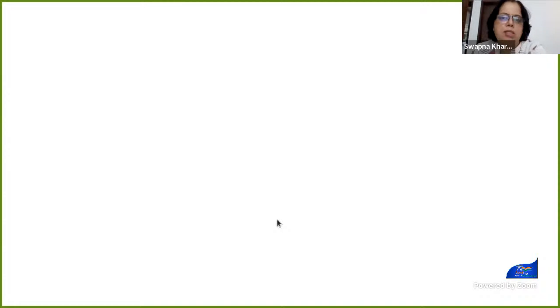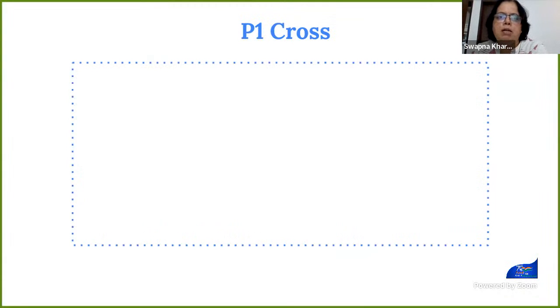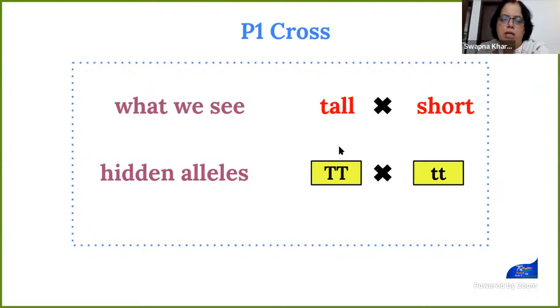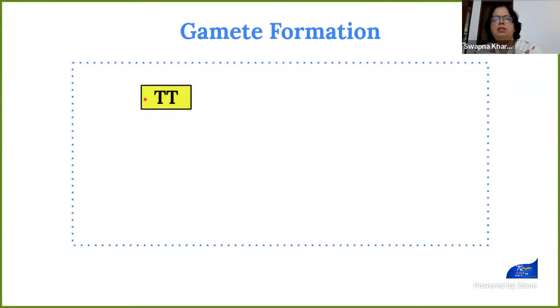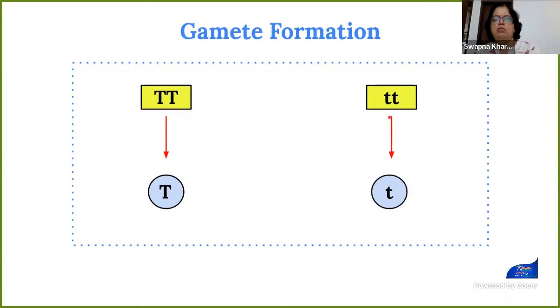So let's briefly recap what we did in the activity. We started with the parental generation, where we took a tall plant and a short plant. The tall plant was a pure tall, so it would have both tall alleles, and the short plant would have both short alleles. When the gametes are formed, since each has only the same type of allele, it will form identical types of gametes. That is, all gametes will contain capital T in one parent and small t in the other parent. Since we are starting with pure breeders, all the gametes with respect to height will be identical.